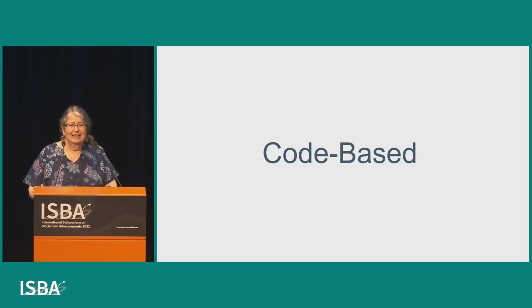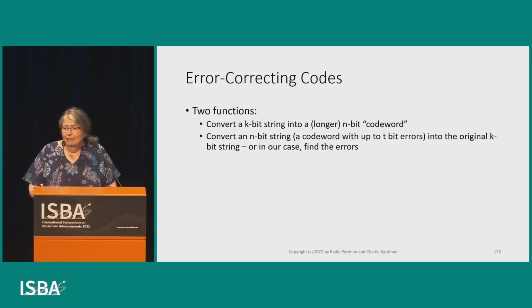Okay, so the next family that I'll talk about is code-based, where code means error-correcting codes. For an error-correcting code, there are two functions. One will take a k-bit string and add redundancy to it, so it becomes a bigger string, known as a code word, which is k plus enough extra bits that if there are errors, you can recover k. That's what an error-correcting code is.